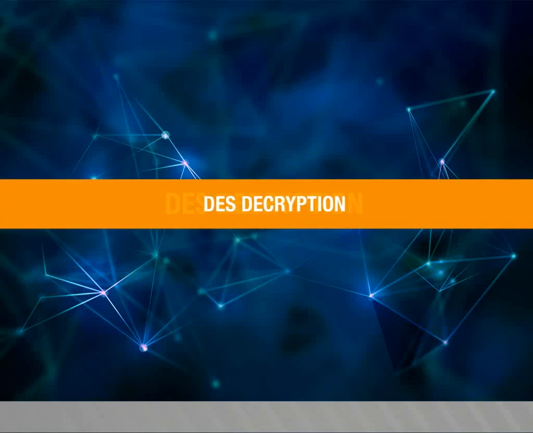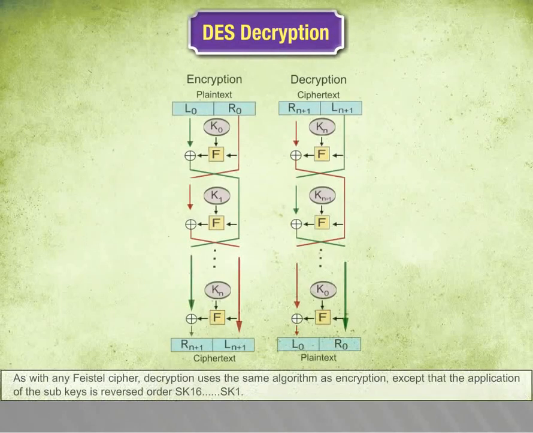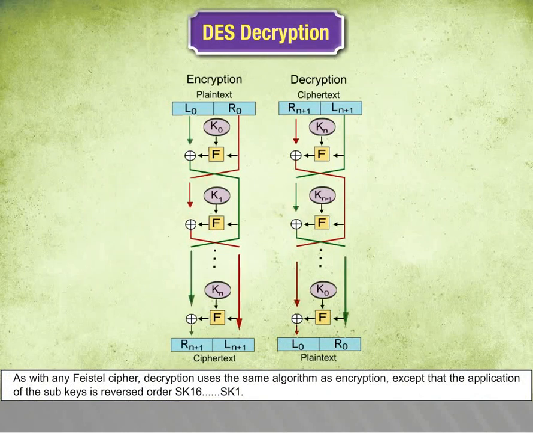DES decryption. In this video, we are going to see about DES decryption. As with any Feistel cipher, decryption uses the same algorithm as encryption, except that the application of the subkeys is in reverse order, SK16 and so on up to SK1.